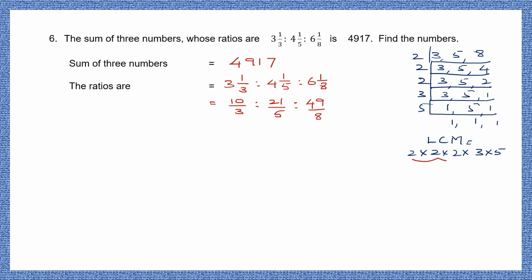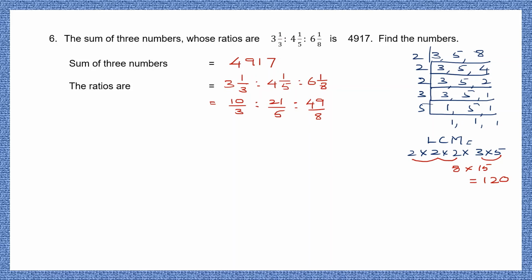2 2s are 4, 4 2s are 8, 8 into 3 5s are 15. 8 into 15 is 120. Now we're going to use LCM to find our numbers here to form our ratio, which we will use later to find the 3 original numbers.